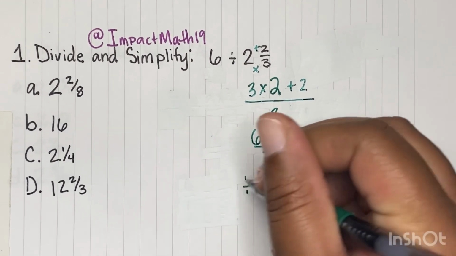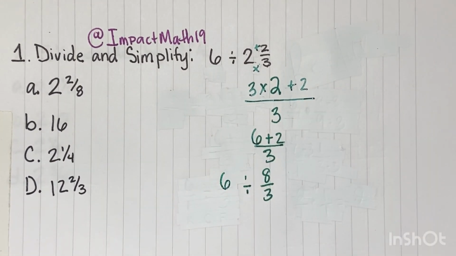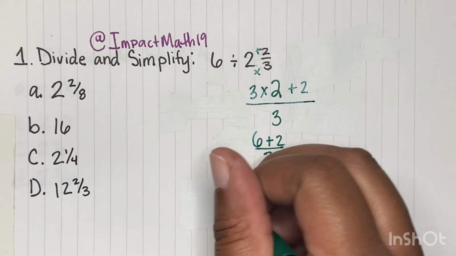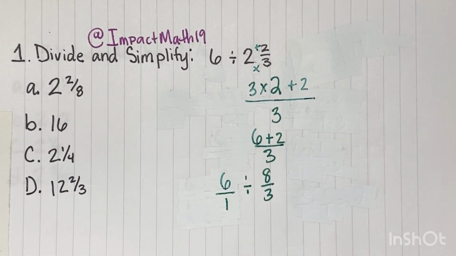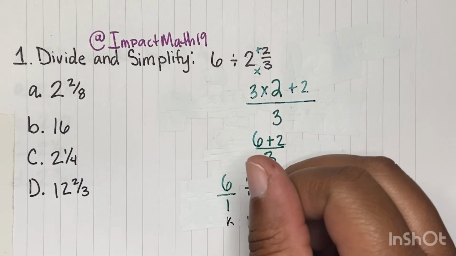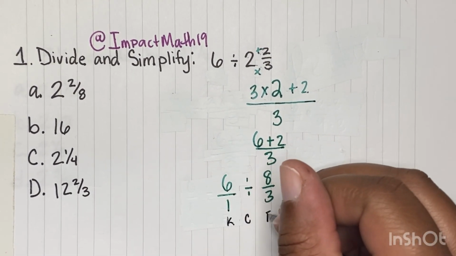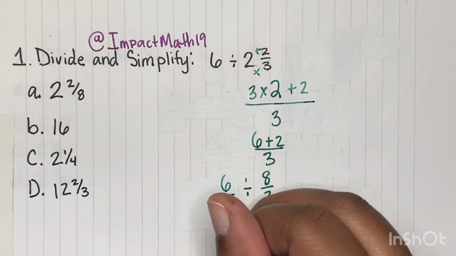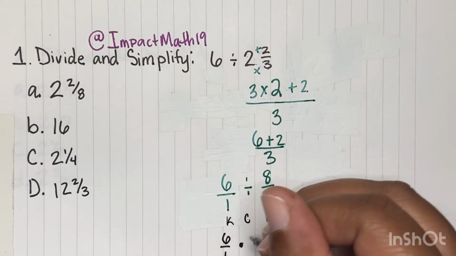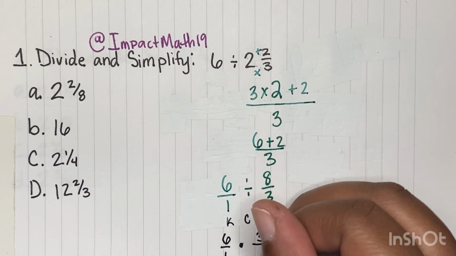Now, we're still dividing by the whole number 6. But remember, every whole number can be written over 1, okay? And now we're going to do our keep, change, and flip. So we're going to keep this the same. We're going to change this to multiplication, and we're going to flip this. So we're going to keep 6 over 1. We're going to change it to times, and we're going to do 3 over 8.